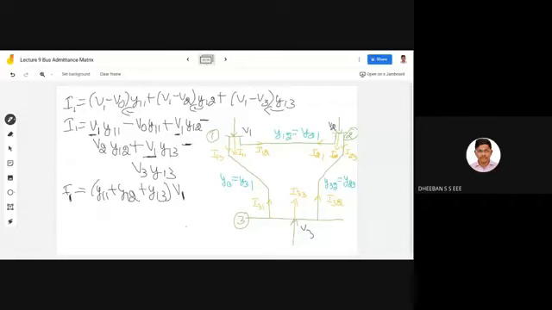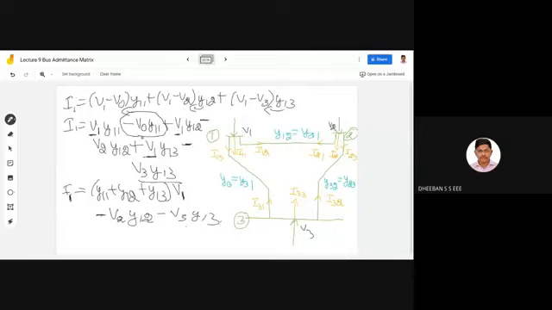so where's your V2 value? Here it is. So it is minus V2 into Y12, again it will be minus this term V3 into Y13, and over here you might be asking what happened to this value.